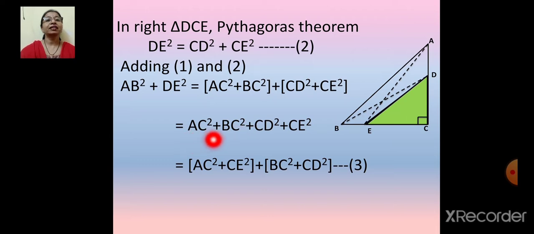Let me take AC square and CE square together. See, from the diagram, AC square plus CE square is what? AE square, which we want in our required equation. And the middle two terms I will club together. So BC square plus CD square is nothing but BD square. So to get these two, we will group them in a different way.